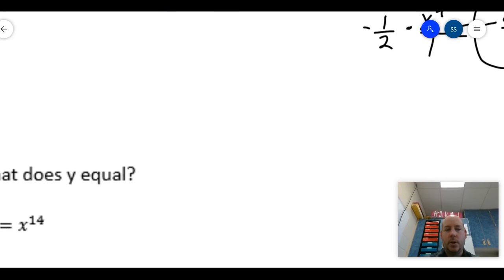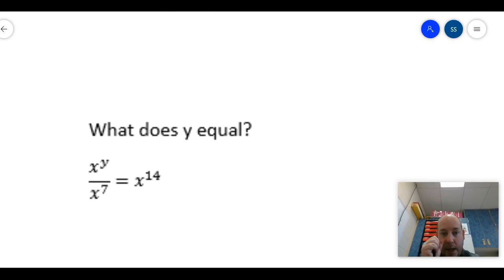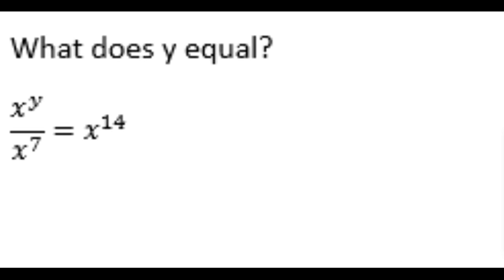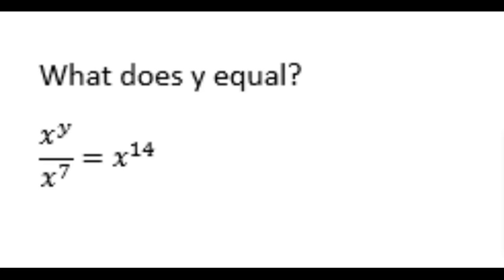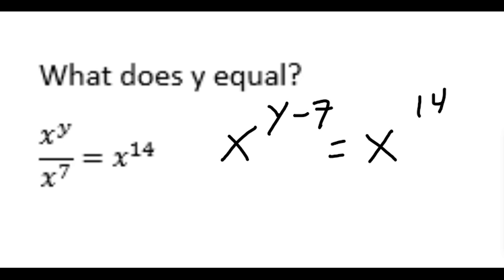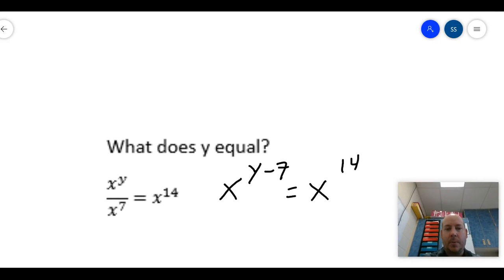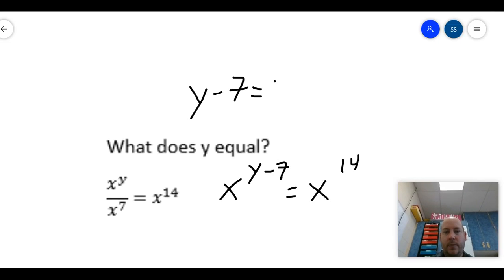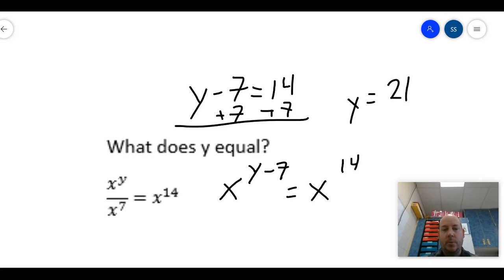And then this one, what does y equal in this case? So x to the y power over x to the 7. Well, I know I'm dividing, right? So whatever y is when I take away 7, that's going to be equal to x to the 14th, right? So basically y minus 7 has to equal 14. Okay. If I add 7 to both sides, y would be equal to 21, right? 21 minus 7 would be 14. Okay. That'd be like your level 4 type question there.